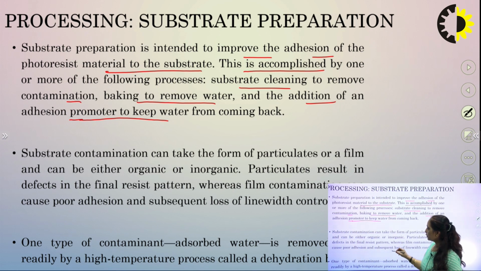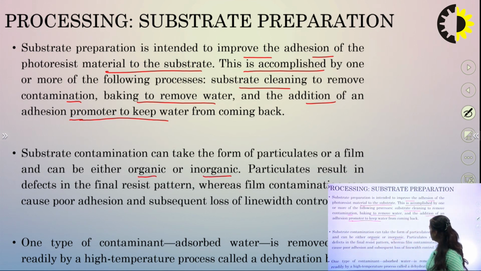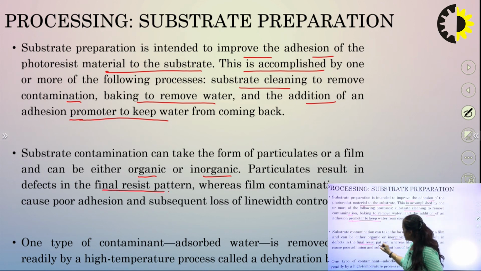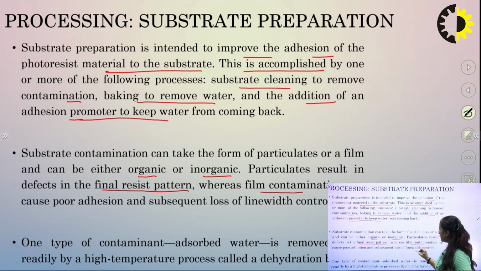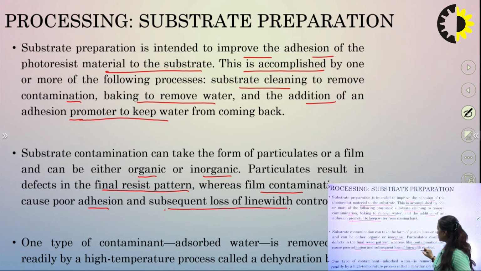Then, substrate contamination can take the form of particulates or a film that can be either organic or inorganic. Particulates result in defects in the final resist pattern, whereas film contamination can cause poor adhesion and subsequently loss of line width control. So if your PR is not properly stuck, when we pass the UV light, it will not be properly aligned and some misalignment of the circuit will be there.